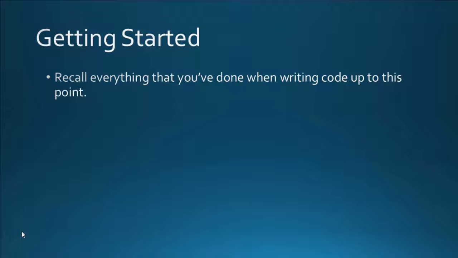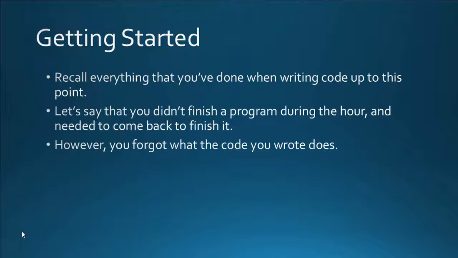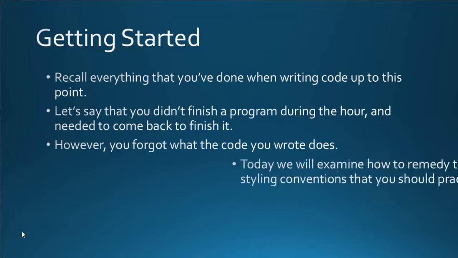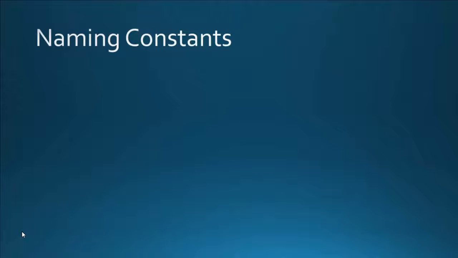Recall everything we've done when writing code up to this point: strings, variables, everything like that. Let's say, for example, you didn't finish a program during the hour and you need to come back to finish it. However, you ran into the dilemma of, "Oh, I forgot what this code does." While our programs right now are pretty simple, later down the road when they become more complex, this could potentially be an issue you run into. Today we're going to examine how to remedy that issue and look at some other styling conventions that you should practice in Java. First thing we're going to talk about is naming of constants.